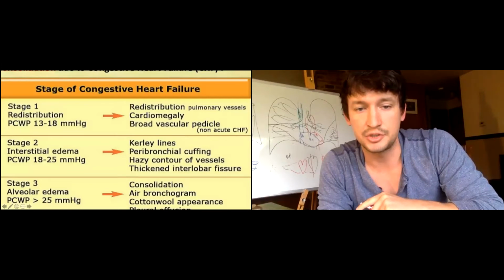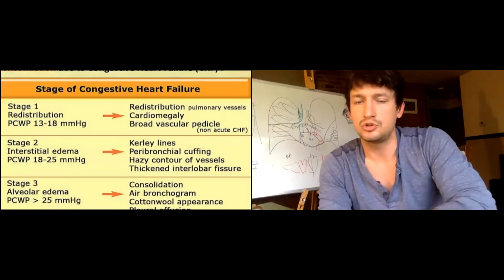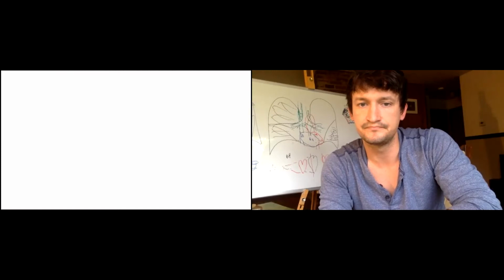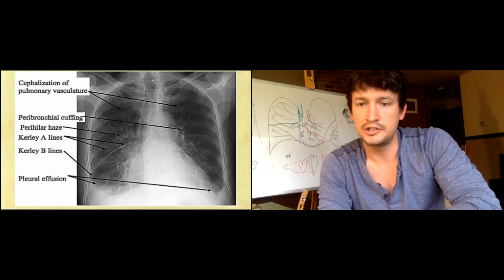So that's showing the capillary wedge pressure and what you're going to see. Peri-bronchial cuffing is another thing that you can see. We'll show you on the next slide though. Maybe. Oh, there it is. So this is outlining the things you're going to see in heart failure.